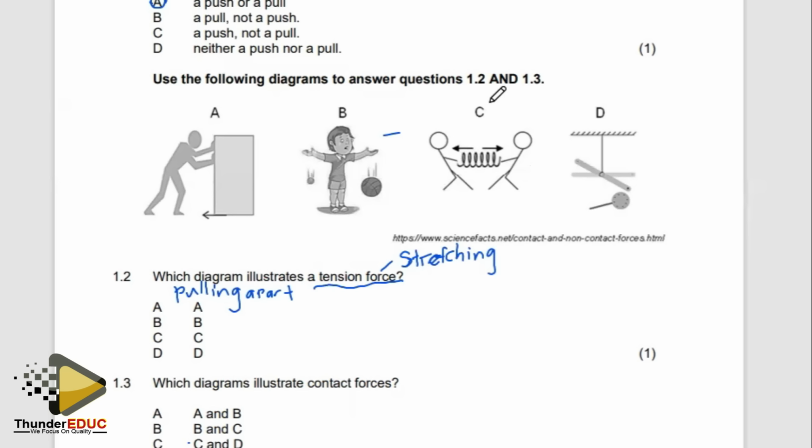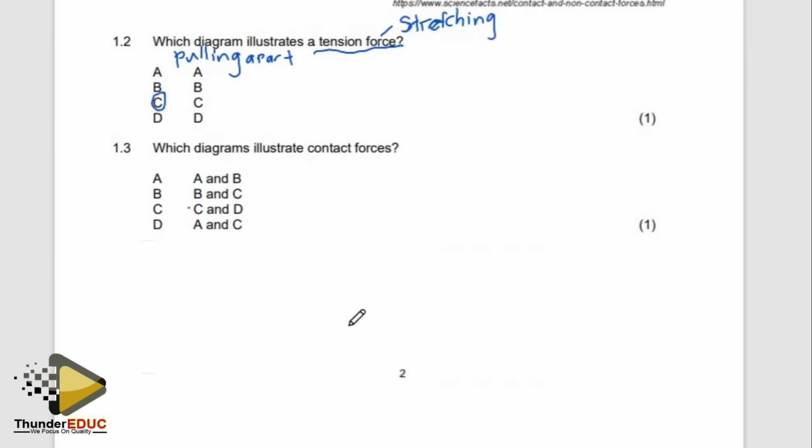That's C. So definitely we have C as our answer. So 1.2, which diagram illustrates tension force? A is wrong. B is wrong. C is correct, because that's where we are seeing the pulling force. So our answer becomes C. Then we move on to 1.3.